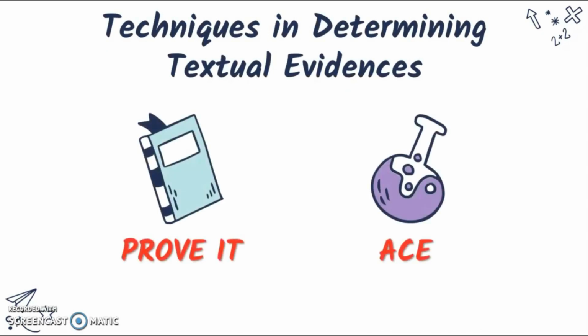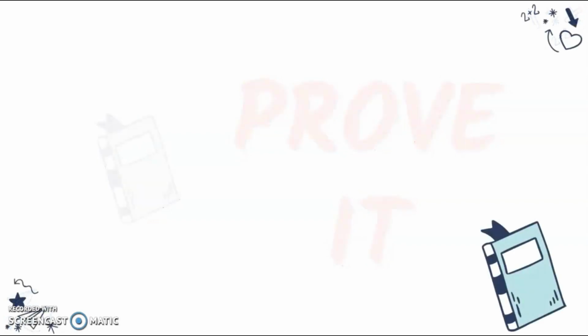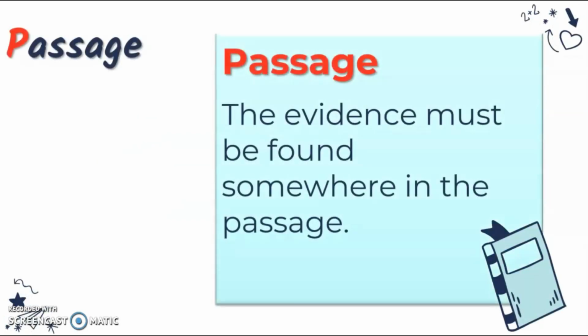It can either be the Prove It or ACE technique. Let's discuss the two one by one. In the Prove It technique, we will start with P, the passage. The evidence must be found somewhere in the passage. Look for any words or phrases in the passage which could serve as proof or evidence.